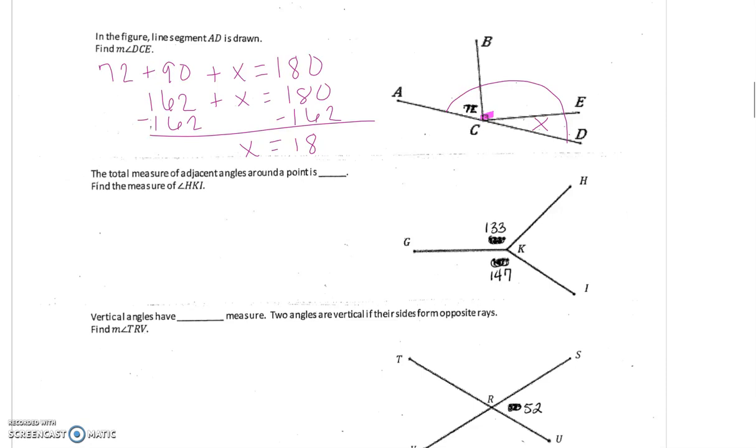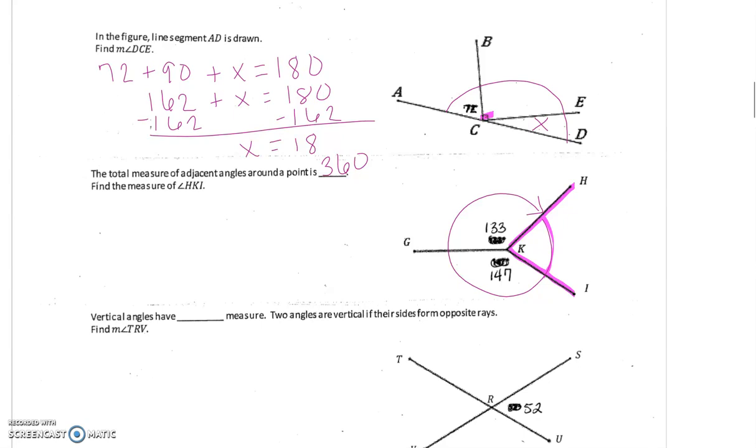All right, good. The total measure of adjacent angles around a point is, we just talked about this. These, in this next problem, are angles that surround a point completely. So the total, remember, is 360. They want us to find the measure of HKI. So trace it out. HKI is this angle right here.